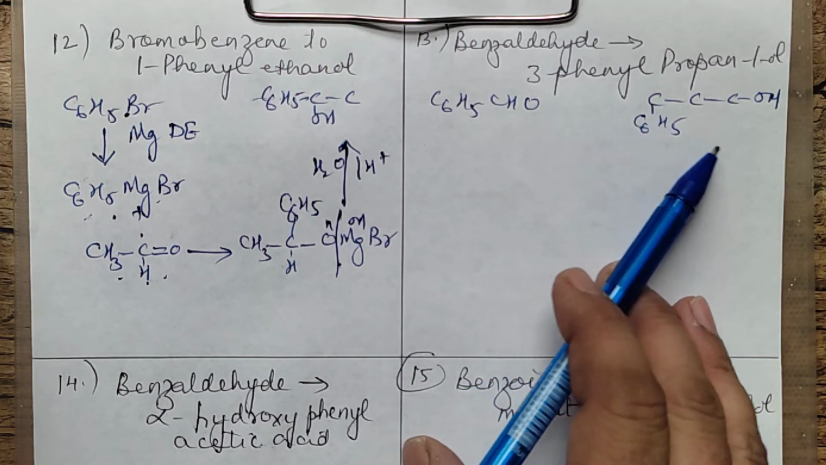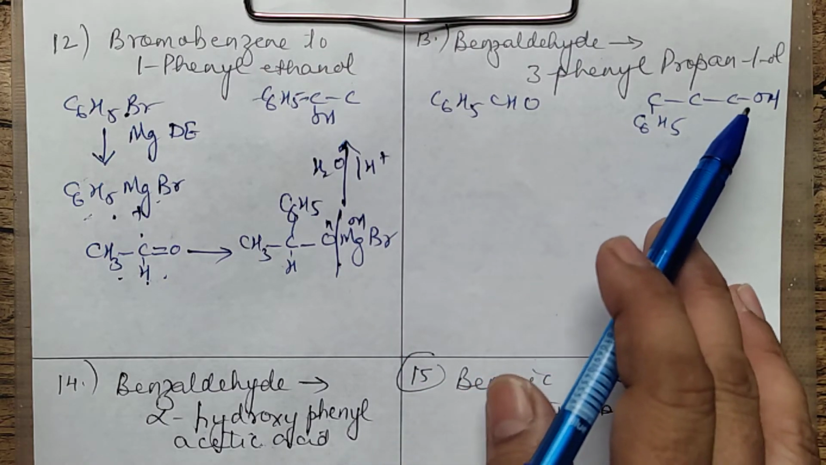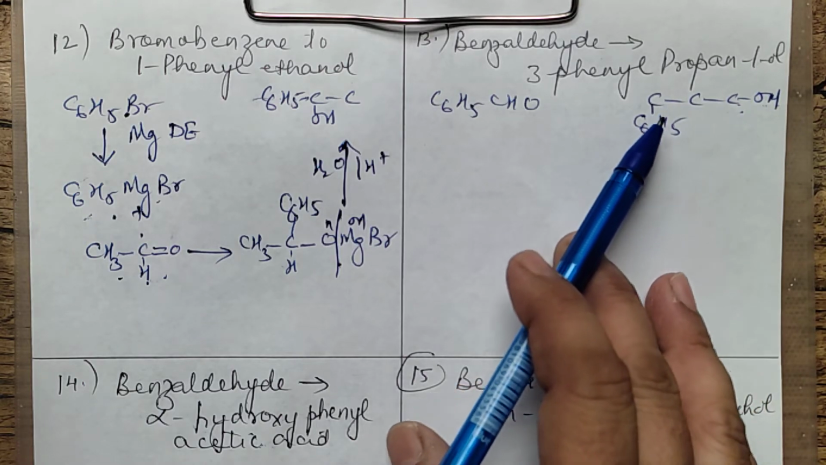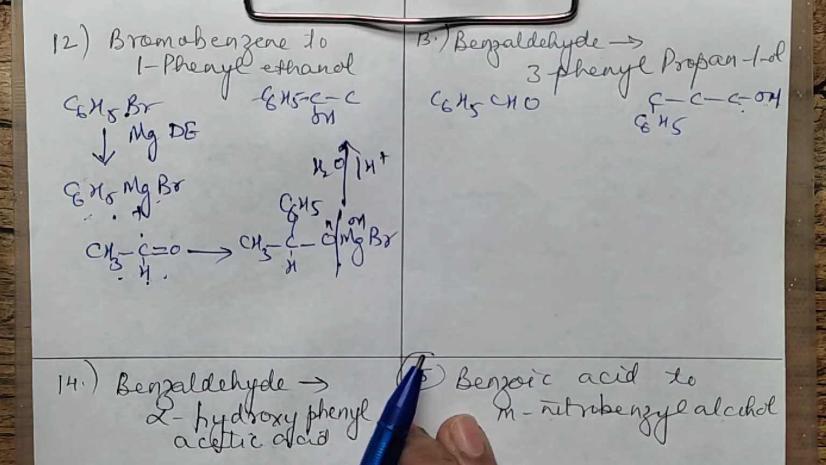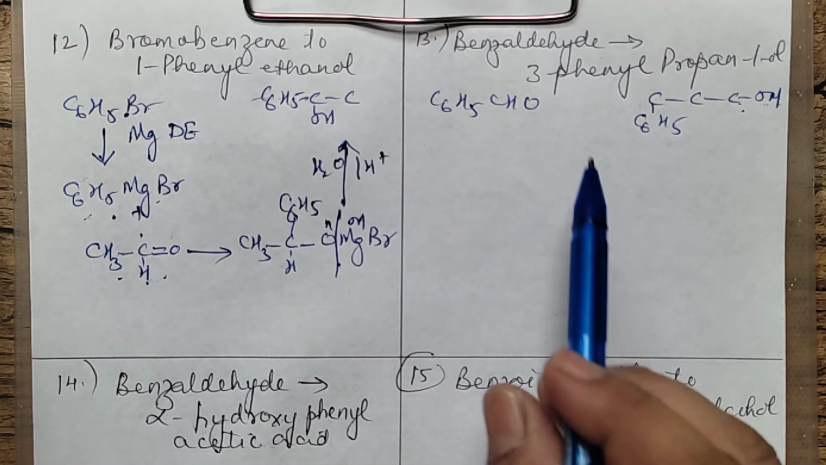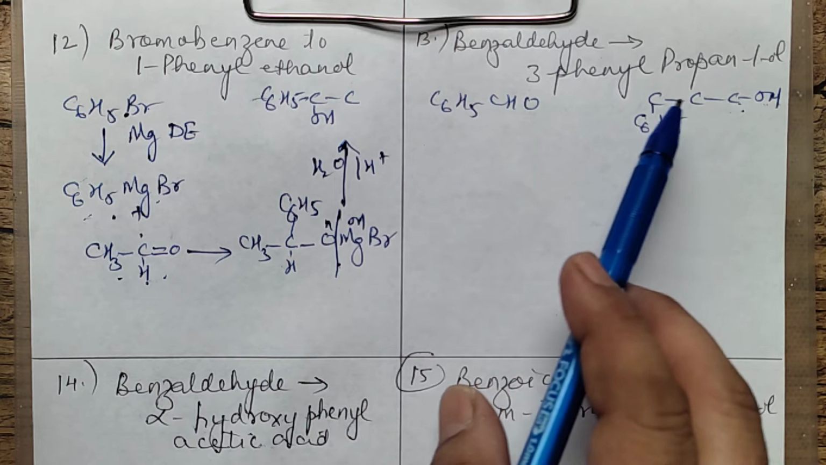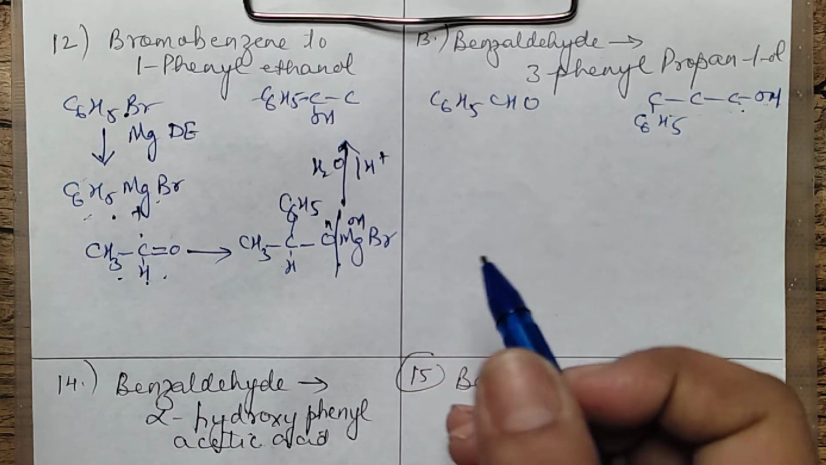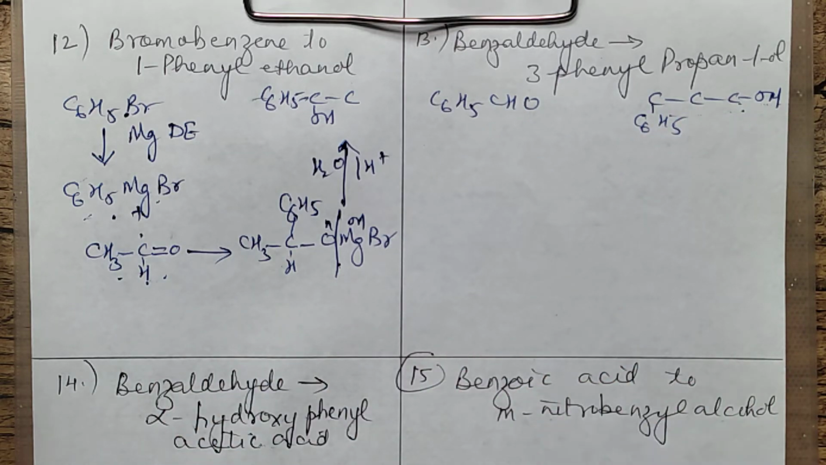Benzaldehyde to 3-phenyl propan-1-ol. I have drawn the structure: propane, 1 position OH, 3 position phenyl. Benzaldehyde you are converting into this. Again, in this the number of carbon atoms has increased. If you find more carbon atoms being added on, think of aldol. It's a crossed aldol reaction.